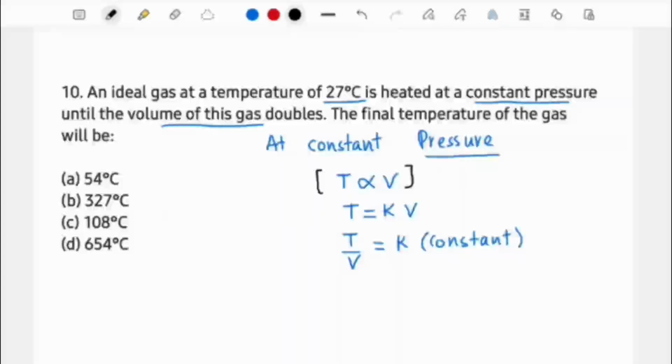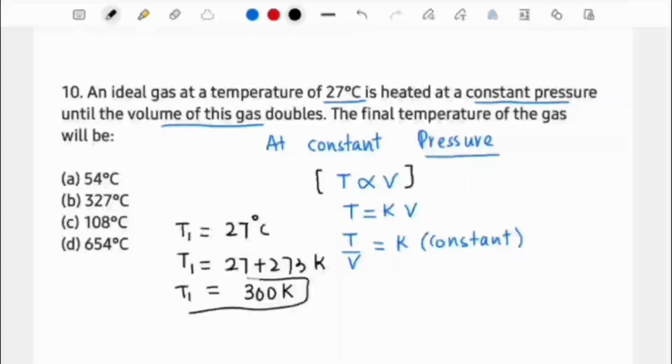ठीक है, तो यहाँ से हम इस क्वेश्चन को सॉल्व कर सकते हैं. So we have a given temperature which is 27 degree Celsius. So we will convert first 27 degree Celsius into Kelvin. ठीक, which is simply done as: if our T1 is 27 degree Celsius, so we can convert it into Kelvin by simply adding 273. So this will be equal to 300 Kelvin.